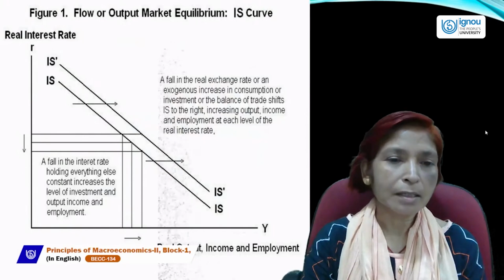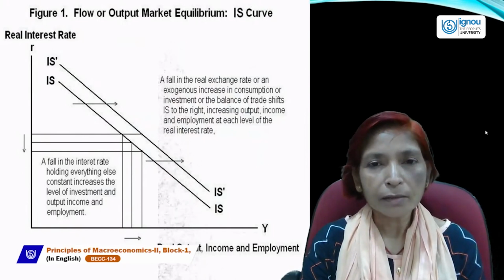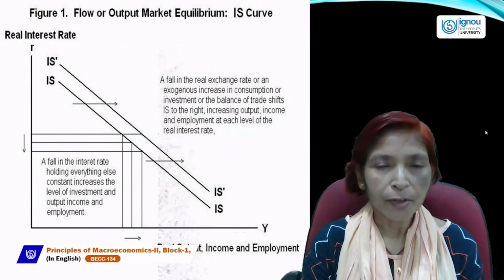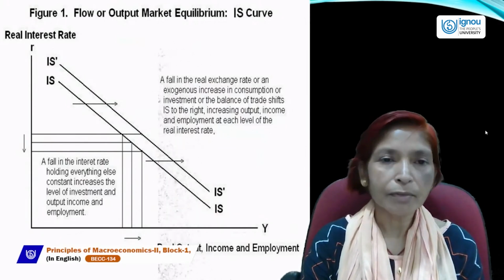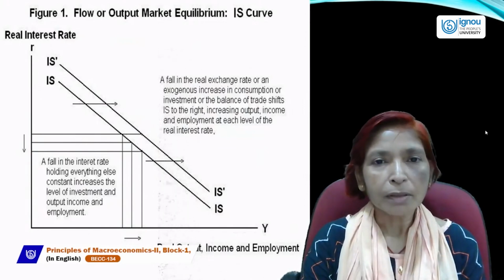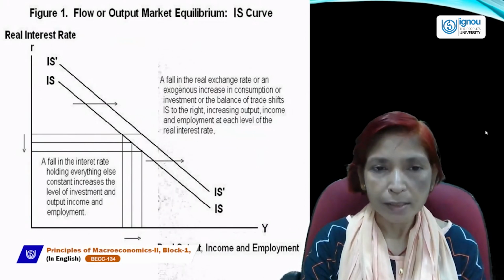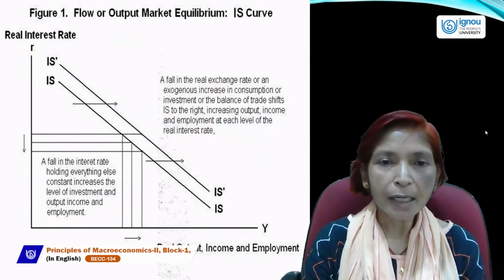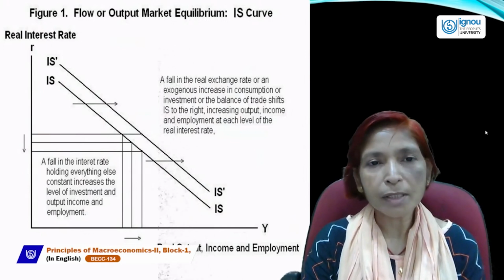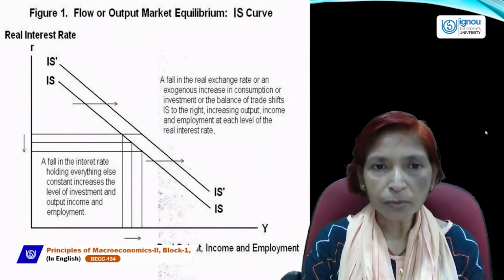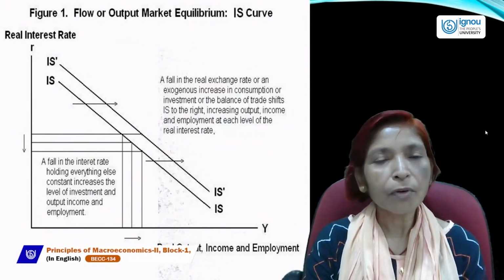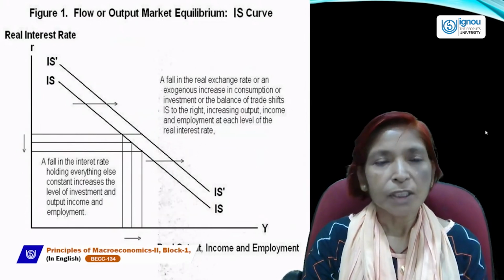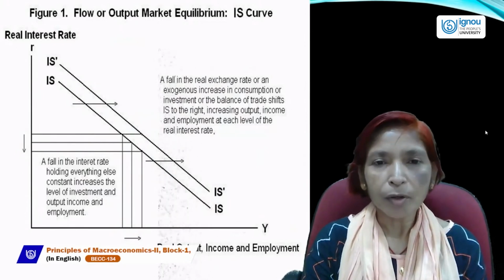Next is the shift in the IS curve. How can the IS curve shift? First of all, the IS curve can shift either rightward or leftward. It depends upon the change in fiscal policy. Fiscal policy is that policy which is made by the government. The main tools of fiscal policy are: first is public revenue, second is public expenditure, third is public debt, and fourth is the budget.